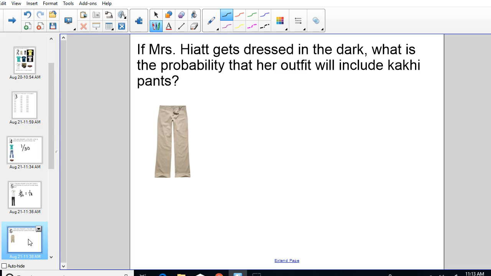What about the next one? What's the probability that if I get dressed in the dark, my outfit's going to include khaki pants? It is going to be 10 out of 30, which does reduce to 1 out of 3. Okay, so we're familiar with probability. These things should hopefully be familiar to you.